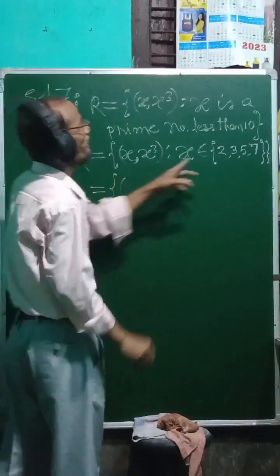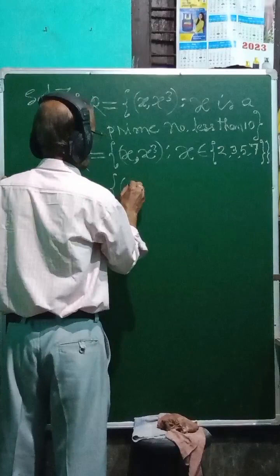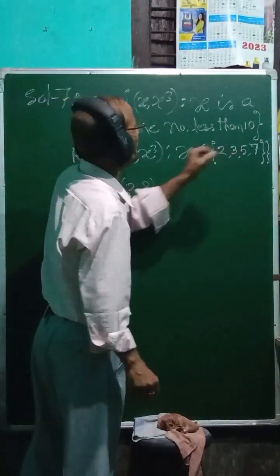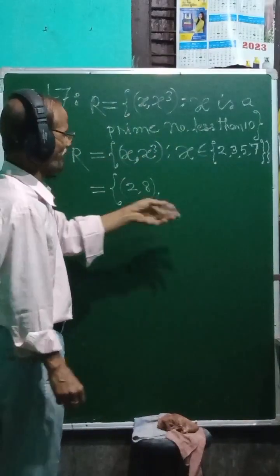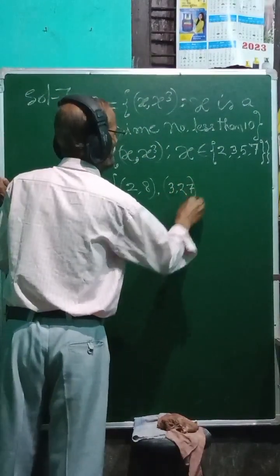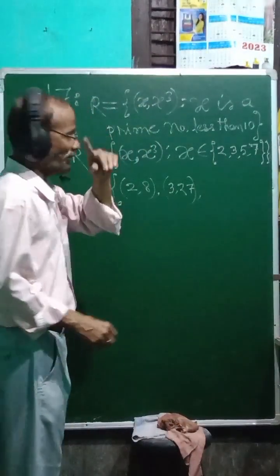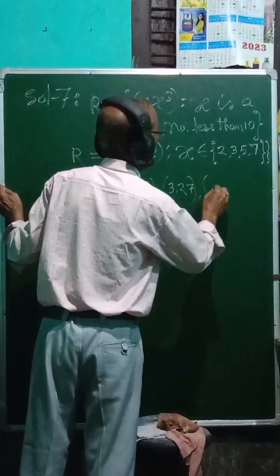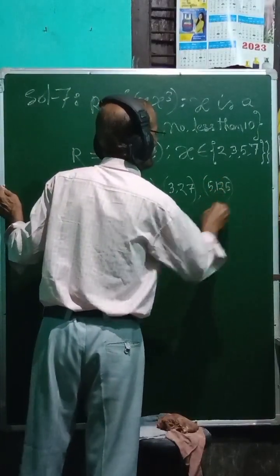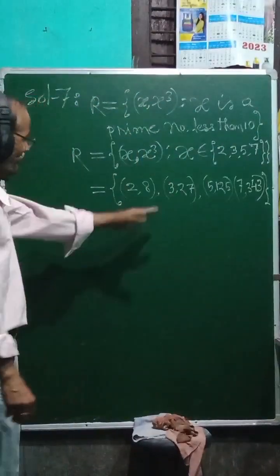So first element take 2. The condition is this. So 2 cube, 2 is one element. 2 cube will be 8, and second element take 3. So 3 cube will be 27. So (3, 27). After that take 5. 5 cube is equal to 125. So (5, 125), and then 7 into 7 into 7. Okay, so this is the answer.